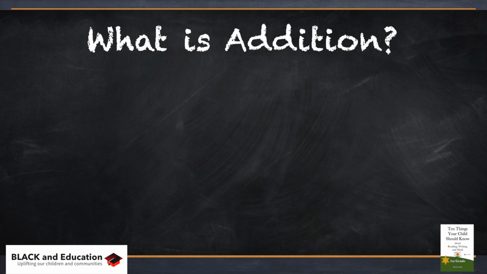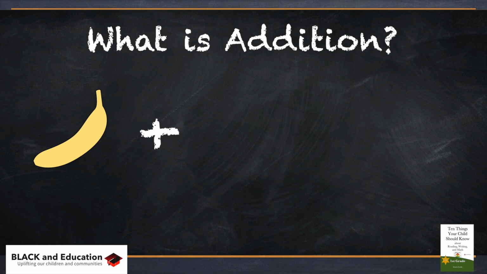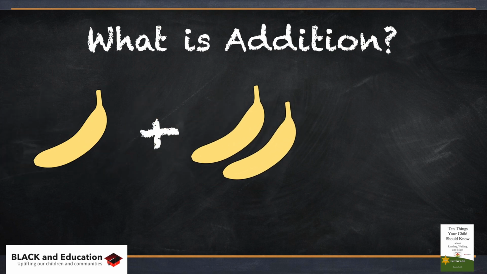So let's talk about this a little bit. Let's say, what is addition? Addition essentially is, let's take an example. Let's say I have one banana and I want to add to that banana. I really like bananas. I want to add 2 more bananas to that banana. So essentially now I'll have 3 bananas. It will equal 3 bananas for me.